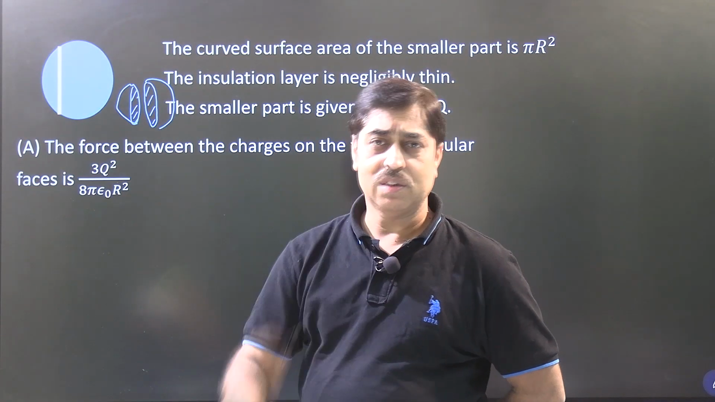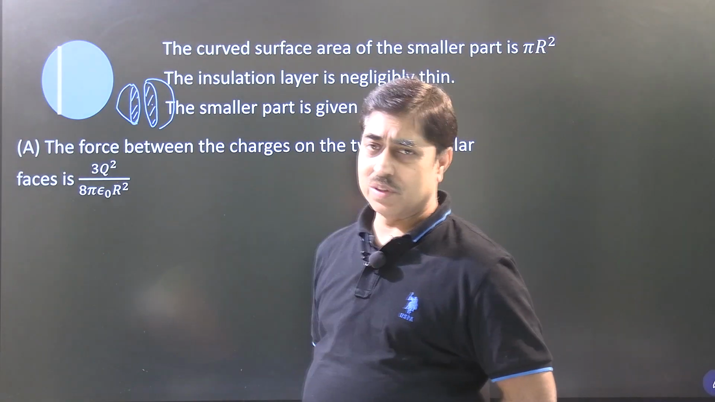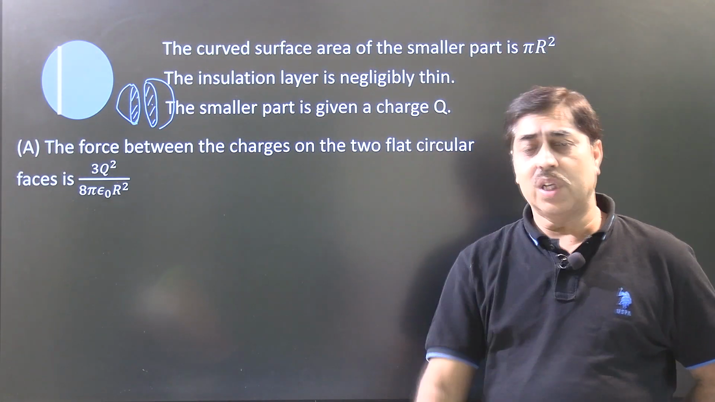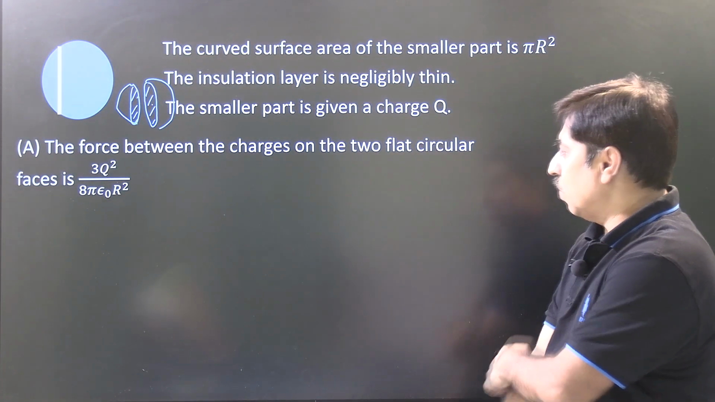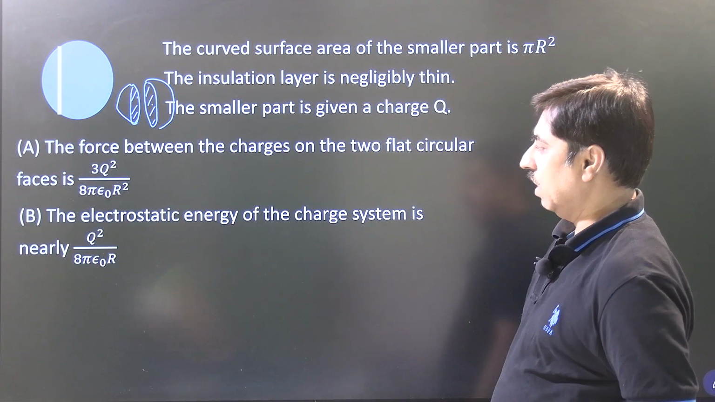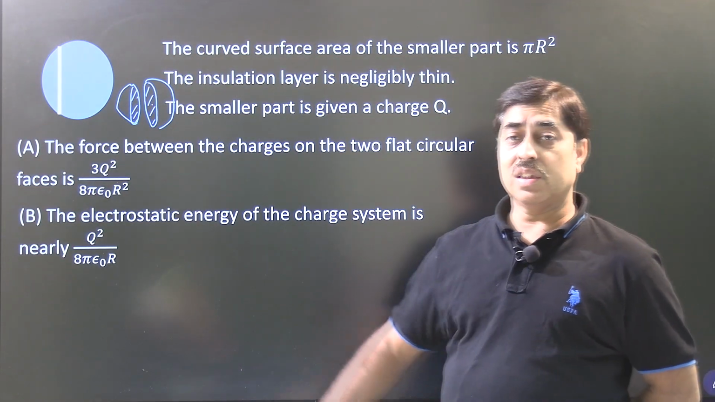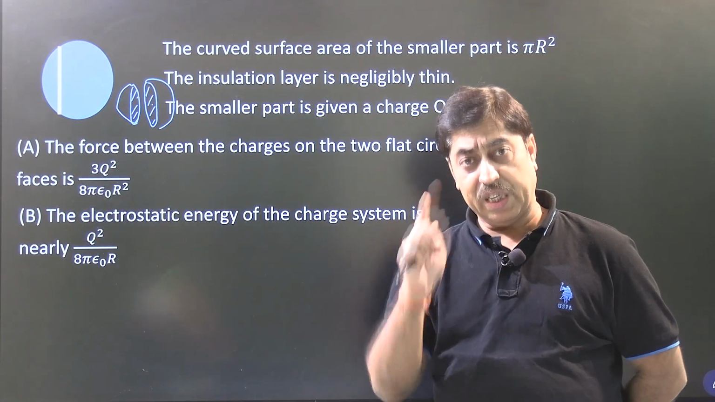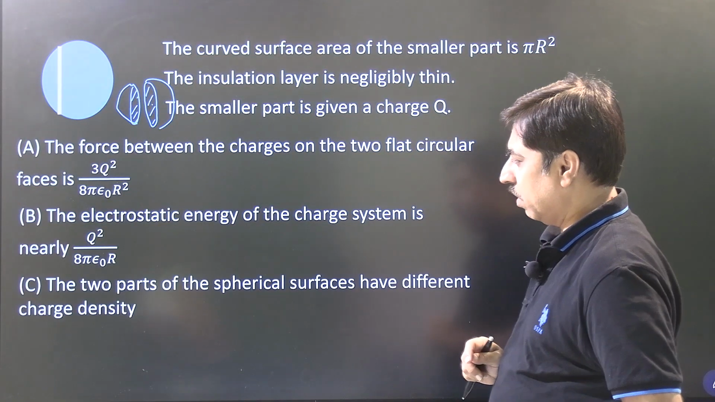In between them there is a layer of insulation. So this flat surface is having some charge, this flat surface is having some charge. Force between those two charges, which happen to be on the flat circular faces of the two parts, is the force equal to this much or not? This is what you have to decide. Then the second statement is electrostatic energy of the entire charge system is nearly q square by 8 pi epsilon naught r. For the entire charge system, the electrostatic energy is q square by 8 pi epsilon naught r.